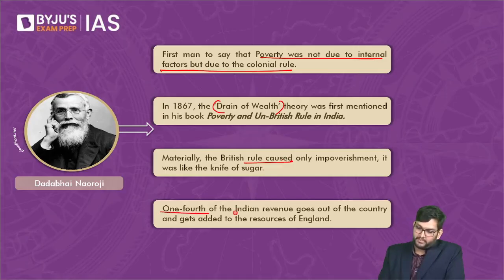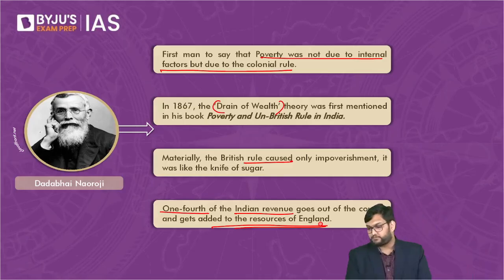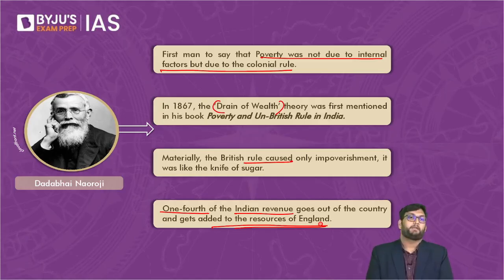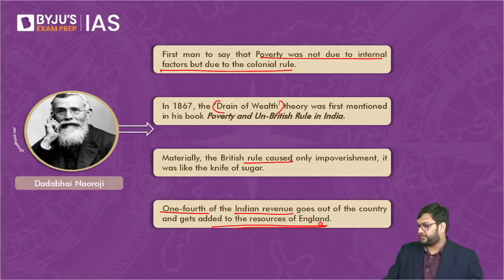One fourth of Indian revenue goes out of the country and gets added to the resources of England. Now, this is the interesting point. They tried to quantify it also. This is how the faith faded away through this text. Because now Dadabhai Naoroji has proved to the Indians that your faith that the British are going to develop India has gone. That has gone because he literally proves that the past 100 years is a testimony to the fact that they have not developed India but underdeveloped India.